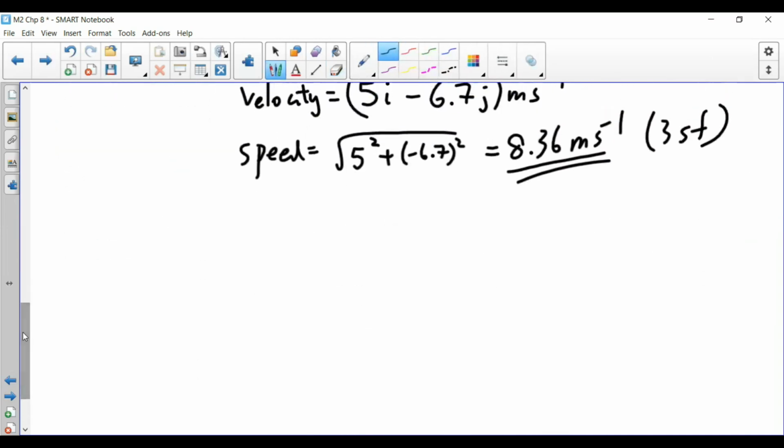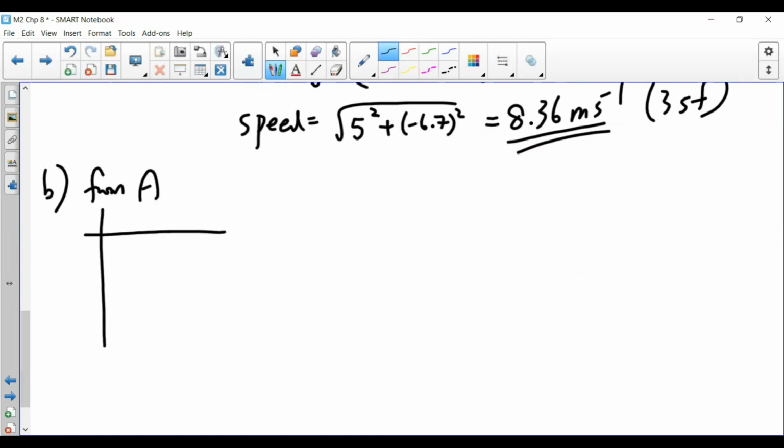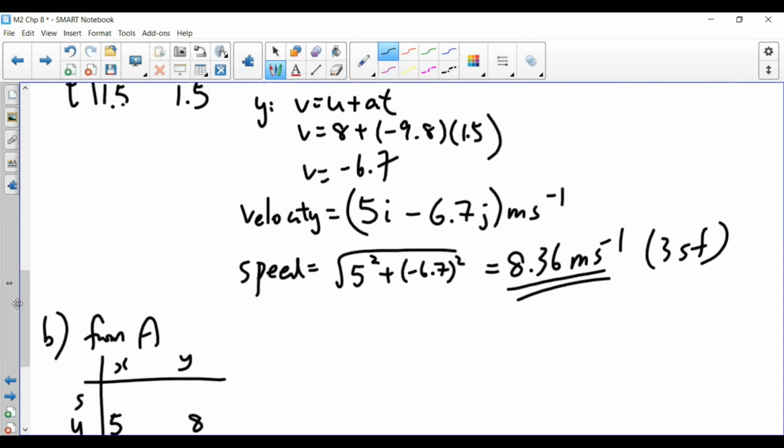So part B, this is from A. X, Y, SUVAT. A is 0, AY is -9.8, UX is 5, UY is 8. Is the V the same? Is V 5 and -6.7, as we found in part A?